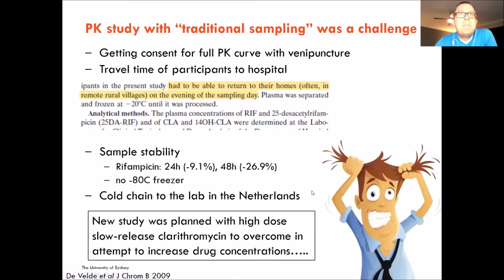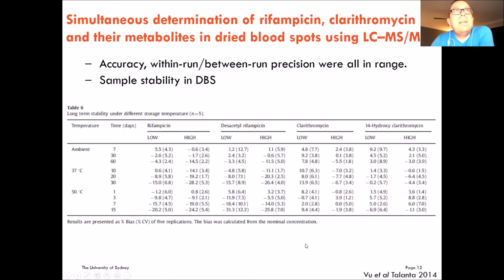However, the nightmare began when they decided to do a follow-up study with a higher dose of slow-release clarithromycin in an attempt to overcome this drug-drug interaction. So I envisioned already this was going to be a nightmare from a traditional PK sampling point of view. And so at that time, one of my PhD students considered developing a dried blood spot assay for this combination of drugs. And of course, we looked at standard items like accuracy and within-run, between-run precision, etc.